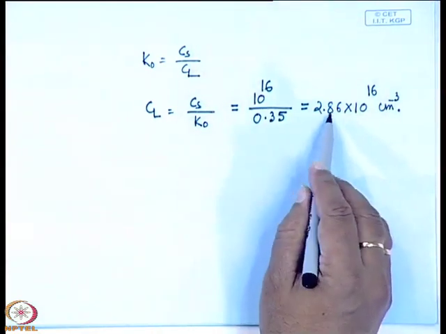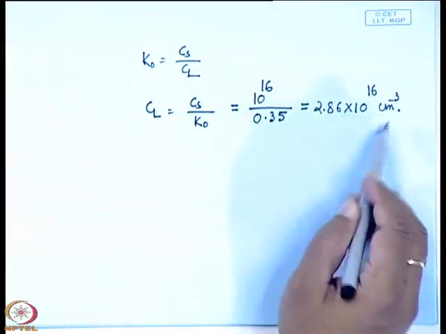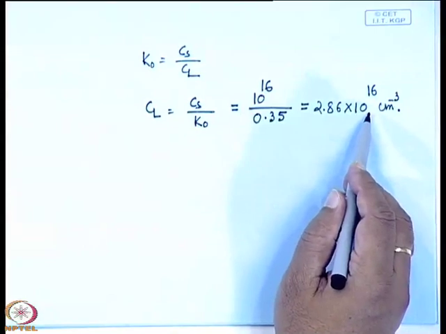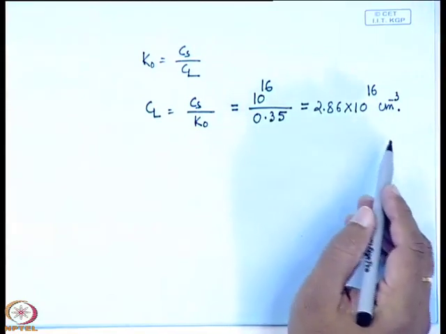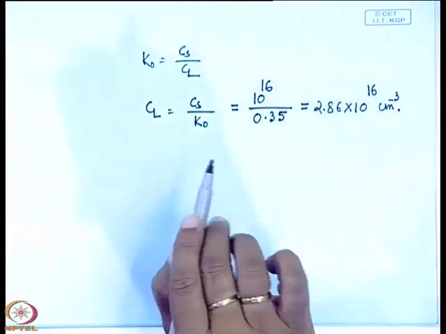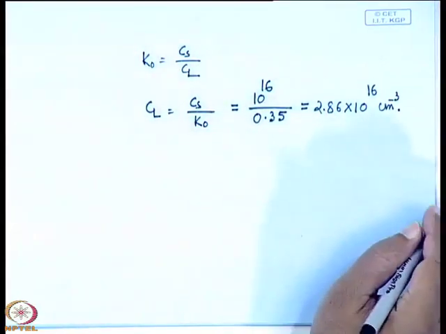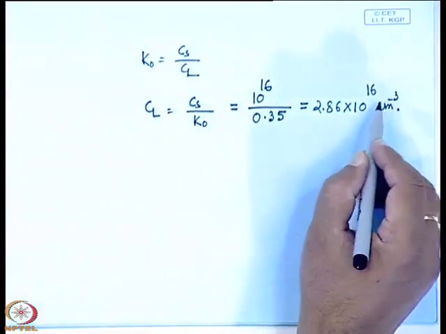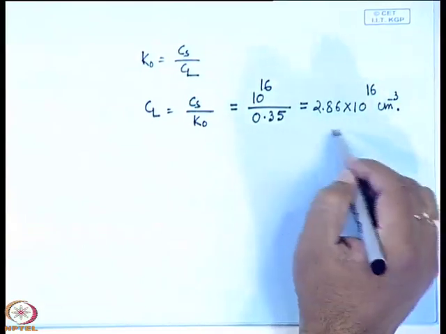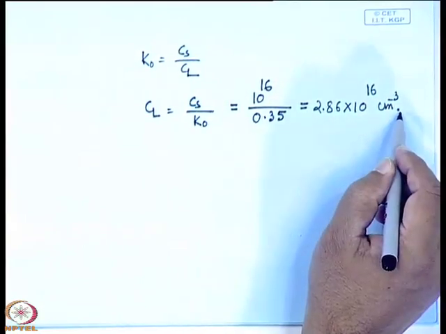Now, this amount of phosphorus, we have to convert it into weight, right. How you can do? See, this phosphorus per centimeter cube of the melt.